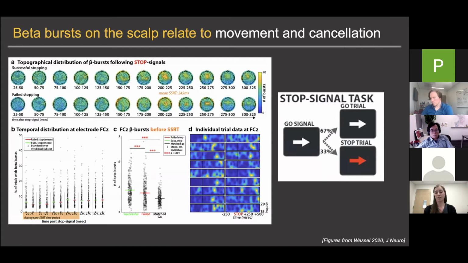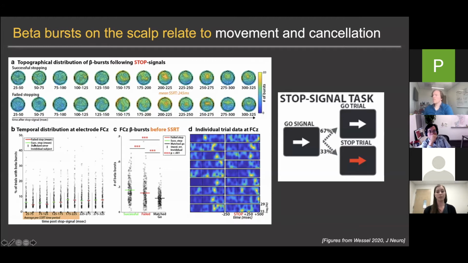And I'm going to highlight some of Jan's work specifically, but I also want to acknowledge that Jana and colleagues also did a study with a stop signal task looking at beta bursts on the scalp. So Jan looked at over 200 scalp EEG data sets that we've collected in our lab with individuals doing the stop signal task. And he found that shortly following the stop signal, topographically, there's an emergence of these beta bursts over frontocentral electrodes very shortly before mean stop signal reaction time. And these beta bursts are more pronounced for successful stops compared to failed stops.